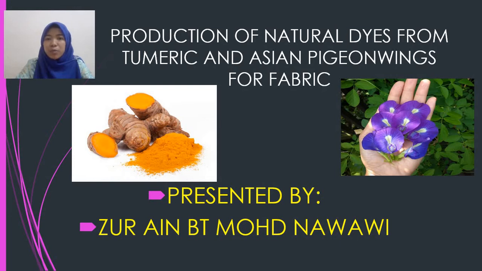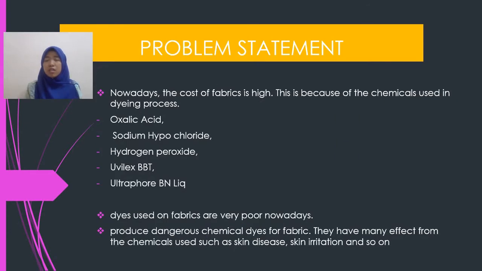I'm going to present production of natural dyes from turmeric and Asian pigeon wings for the fabric. Nowadays, the cost for making fabric is quite expensive. This is due to the use of some chemicals such as oxalic acid, sodium hypochlorite, hydrogen peroxide, and so on when they are making dyes for the fabric.